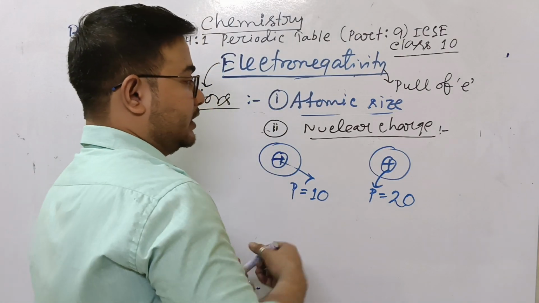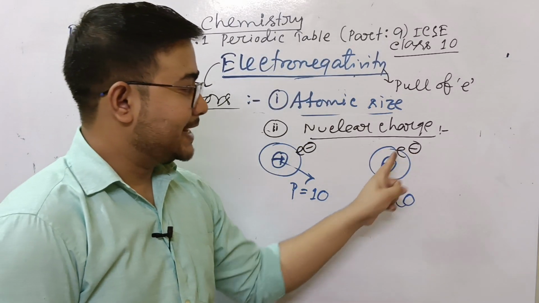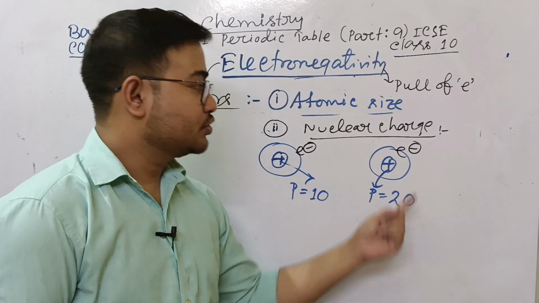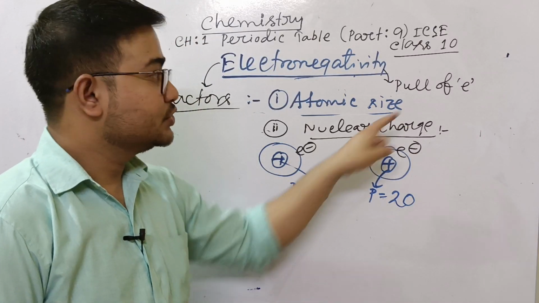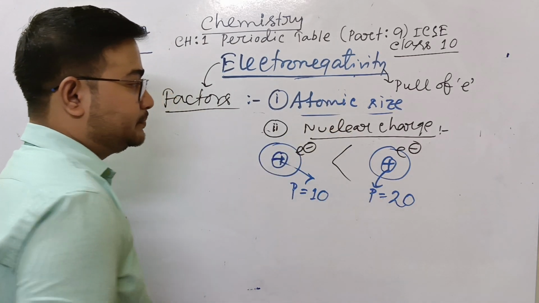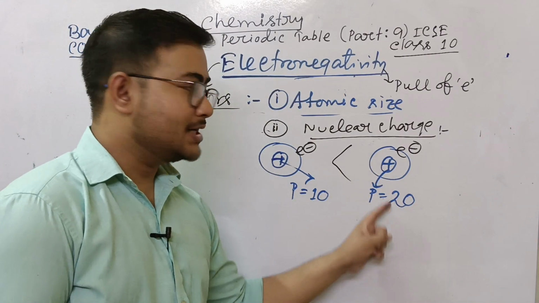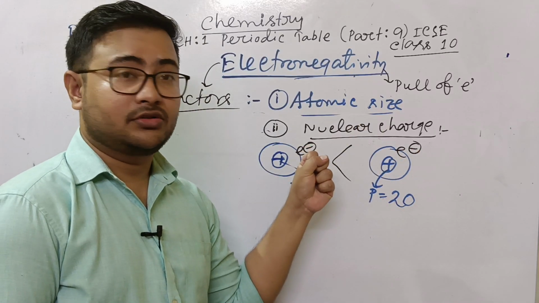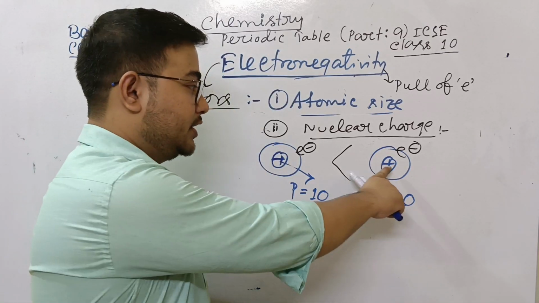All of you know, the electron in the shell is negatively charged, and negative charge is attracted by positive charge. Here the number of positive charges is more, so obviously more attraction. That is, it has a tendency to pull the electron, and pulling the electron means electronegativity. After drawing this diagram, you can easily write down the answer: the more the nuclear charge, the more the tendency to pull the bonded pair of electrons, so electronegativity increases for the atom which has more nuclear charge.